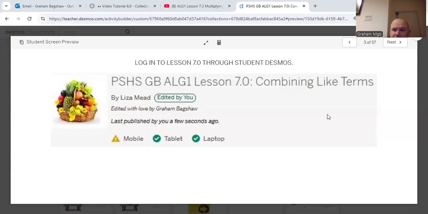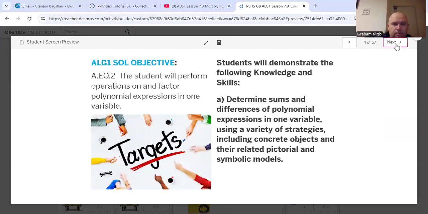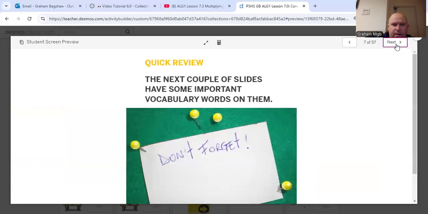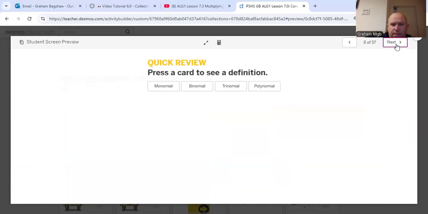All right, this is the first lesson of Module 7. We're calling it 7.0 because parts of this actually are things that you've seen before. Combining like terms is stuff you've seen in middle school, and we've actually covered a little bit earlier in the course as well. Here are the objectives if you want to see what we're doing. And there are some vocabulary words to get us started here, just to remind us of some important things.